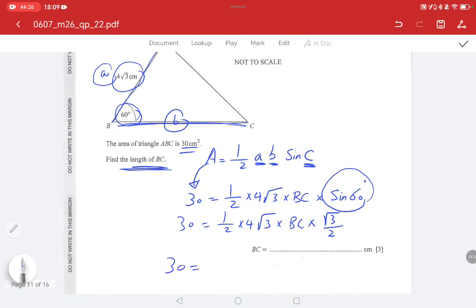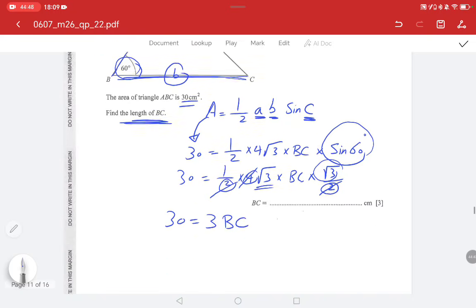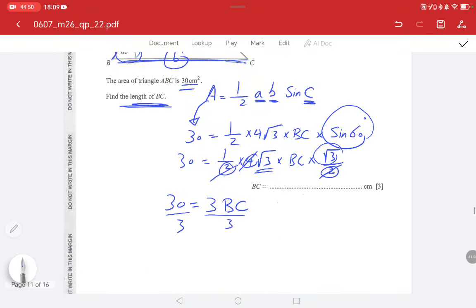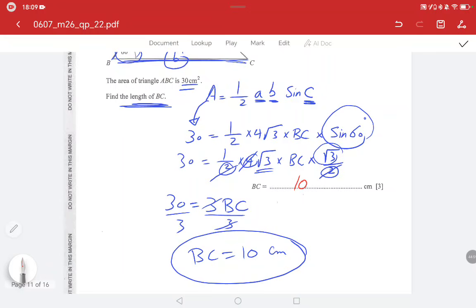You will find one similar to this in the exam, so you should know it because it's a non-calculator paper. Please revise that table. So in this case, what to do? I have here 2 times 2, and here I have 4. This 4 cancels with 2 times 2. And square root of 3 times square root of 3, as we mentioned before, is 3. Square root of x times square root of x equals x. So we have 3BC, divide both sides by 3. So BC equals 10 centimeters. So this one is right here, 10.